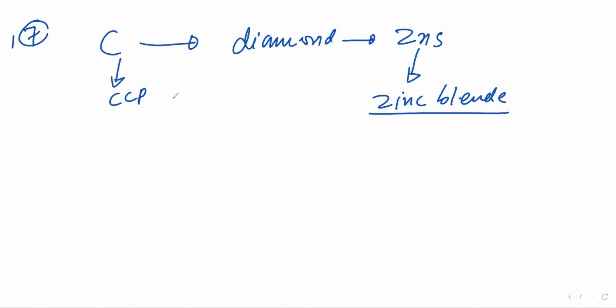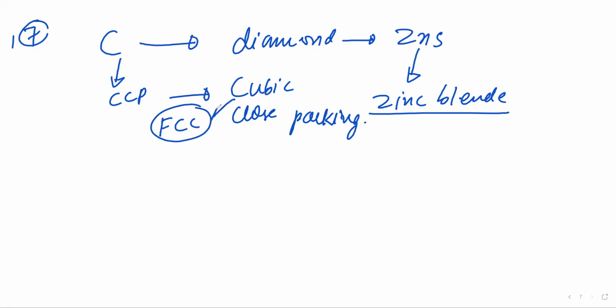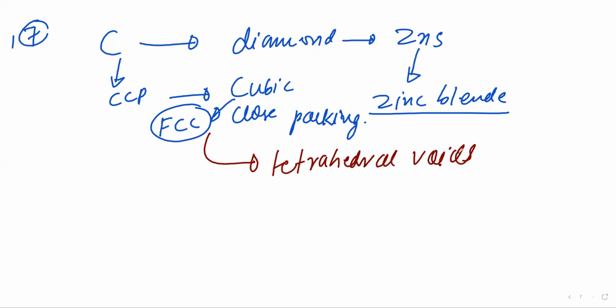So carbon forms CCP, cubic close packing. CCP means cubic close packing. Understood? And CCP follows the rule of FCC, face centered cubic unit cell, right? So it also occupies half of the tetrahedral voids. So tetrahedral voids it follows. It will be 2 times the octahedral voids, right?